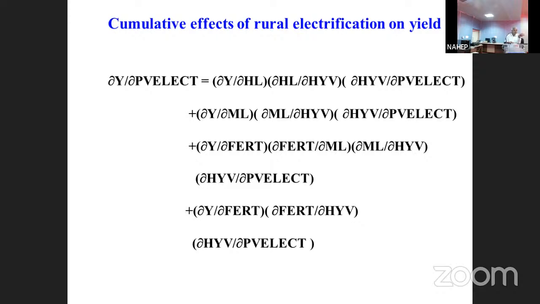Which component is more powerful? That will be the first priority where we have to place our policy emphasis. Whether we should work on fertilizer subsidy, whether we should work on machine labor subsidy, or whether we should replace the human labor by mechanization, and so on.